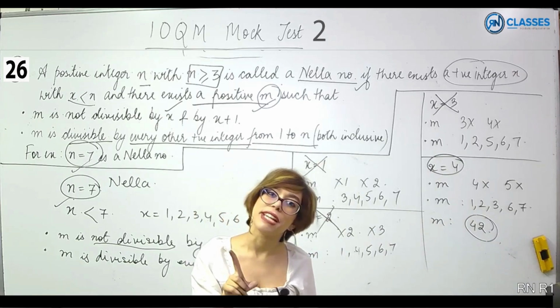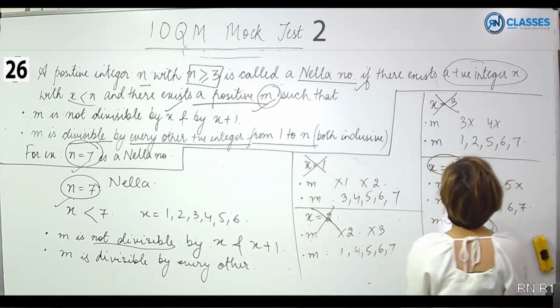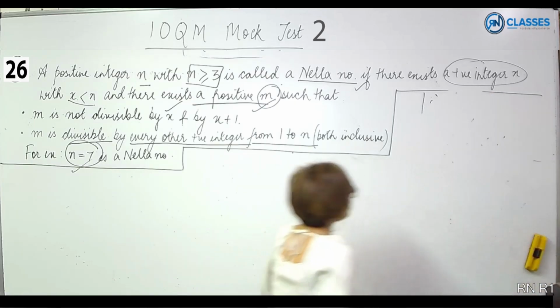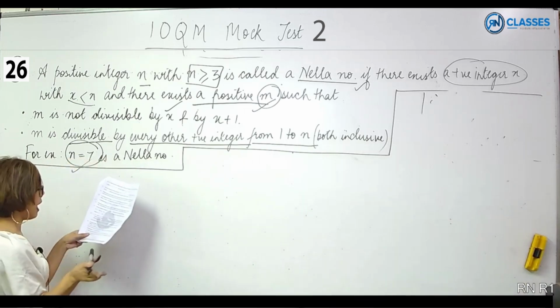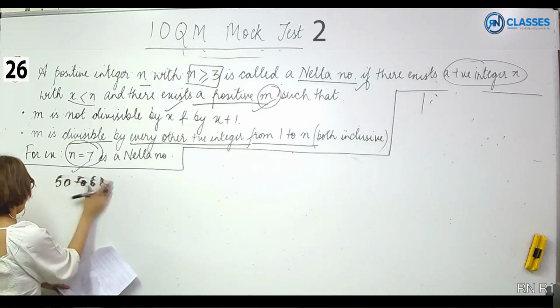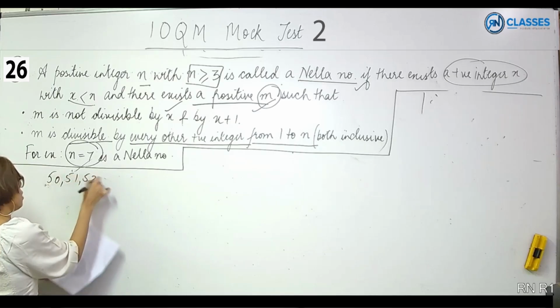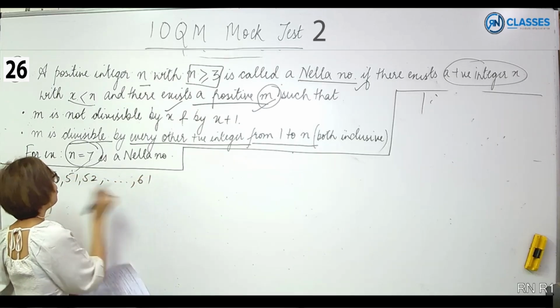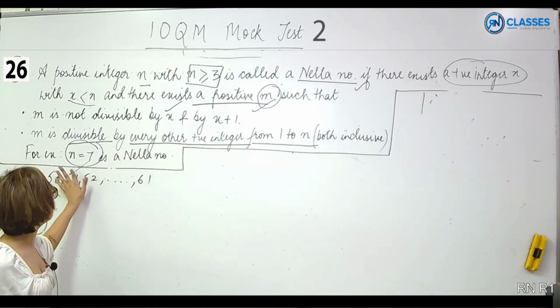But that is not the question. Our question is there. Let me just erase it and then I'll move on to the question. Right. My question is, how many Nella numbers are there from 50 to 61? Or I can just write it like this: 50, 51, 52, and so on, till 61. Both included. So I need to see how many Nella numbers are there amongst these numbers.